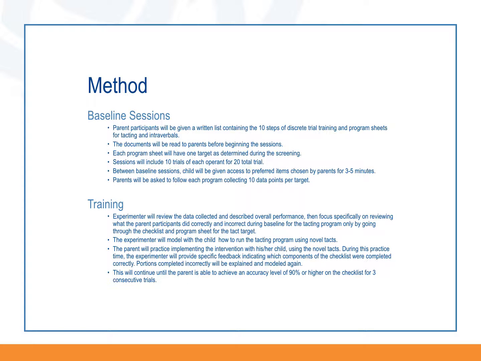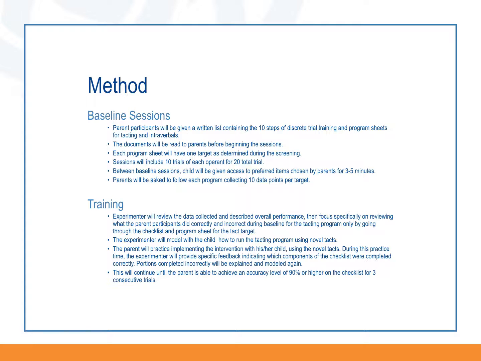For the baseline, parents are going to be given a written list with the 10 steps of discrete trial training in the program sheets. They'll be read to them, and then we'll have a target on each one that we determine from the screening. The sessions will be 10 trials of each operant, so 20 trials total, and then there'll be a brief 3 to 5 minute break between the sessions. Parents will be asked to follow each program and collect data for each of them. That'll just be the initial baseline to see where the parent and the child are, and whether we see any skill acquisition just from that.